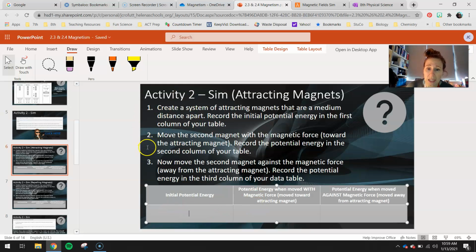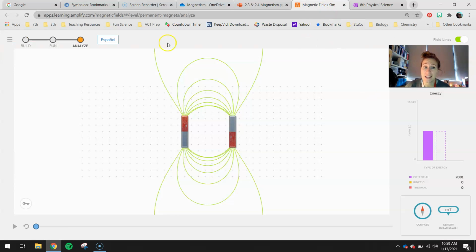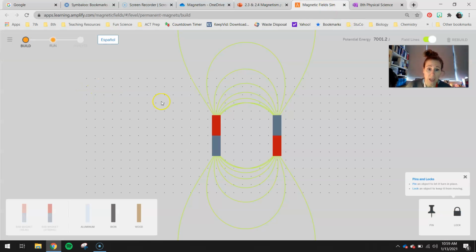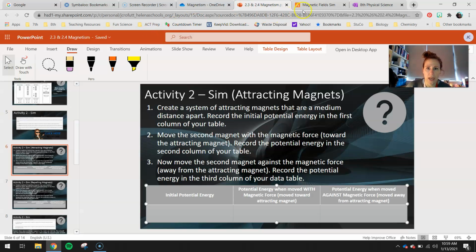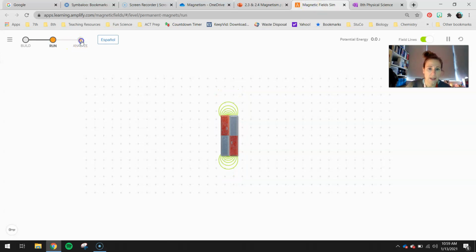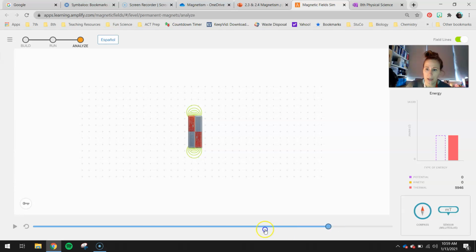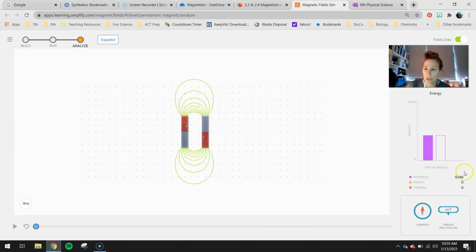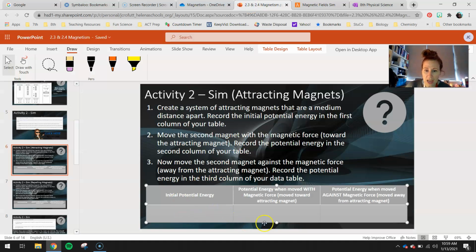Step 2 says move the second magnet with the magnetic force, so with it. So we want to do what it's naturally wanting to do, and in this case they're attracting, so they naturally want to come together. So for my second test, I'm going to go back to build. And I'm going to reset my magnets closer together. Okay, so they can be even a little bit closer here. And I'm going to go ahead and run that. And then analyze. And take a look at what my potential energy looked like. So it looks like it's actually a little bit lower when I moved it with. Okay, and so I'm going to go ahead and plug that in there.